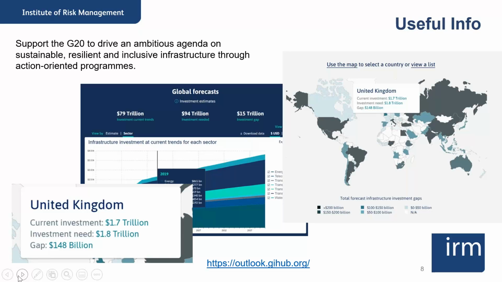So, for example, on the bottom left of that screen, I've pulled out the UK stats. The current investment for the time period is about $1.7 trillion. Apparently, the investment needed is $1.8 trillion, so a gap of $148 billion. And that website will allow you to drill down into the specific sectors where there's deficits and where those gaps sit. It's a really useful tool to understand what the next few years and decades looks like in your particular part of the sector. So I thoroughly recommend having a look through that.